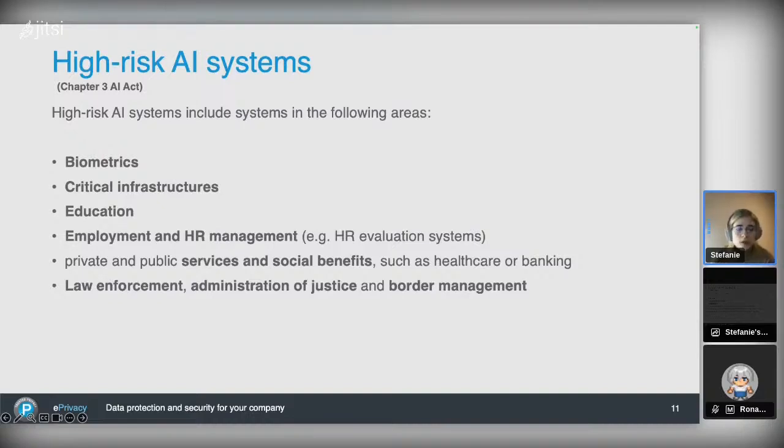There are two more examples: services and social benefits, for example healthcare or the banking sector, and systems that are used for law enforcement, administration of justice, and border management. So as you can see, these are all areas that have a higher risk in their use. With the basic analytics data that we have from website visitors, we would not fall under these high-risk AI systems. But we need to carefully check if we do, though for basic use this will probably not be the case.